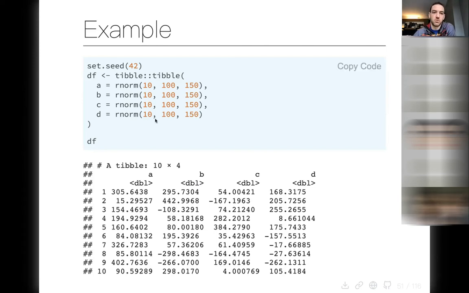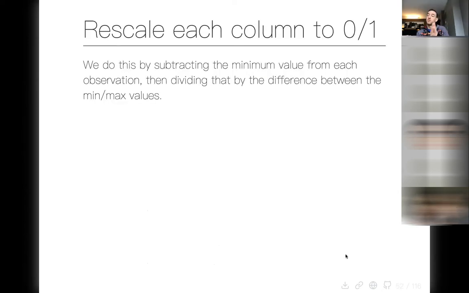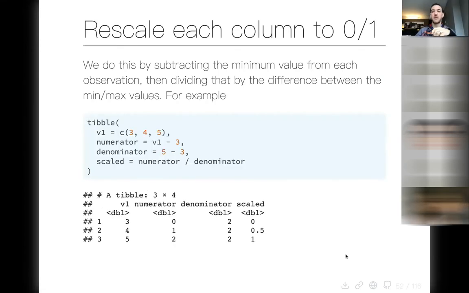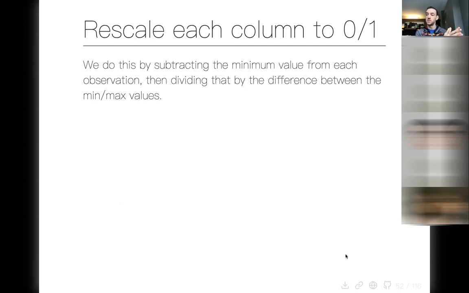So here's a very quick example where I'm just creating a data frame that has some random data in it. 10 observations from a mean of 100 and a standard deviation of 150. So just super broad random numbers. Let's say we wanted to rescale each of these columns so that the minimum value is 0 and the maximum value is 1. We do this by subtracting the minimum value from each of the observations, and then we divide that by the difference between the minimum and the maximum values.